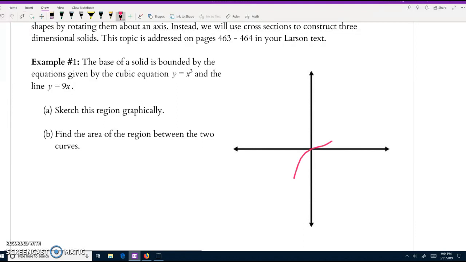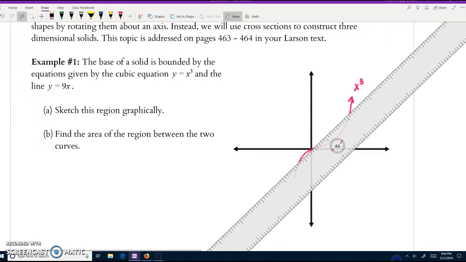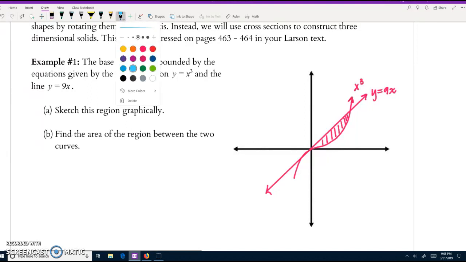Our cubic function is going to look something like this. That's my x cubed. And then my 9x, grab a ruler here and sketch that in. Going to look something like this. So we are interested really in this little area right in here. This is my y equals 9x right here. And as always, we want to know where things are intersecting. So I have an intersection at 0.